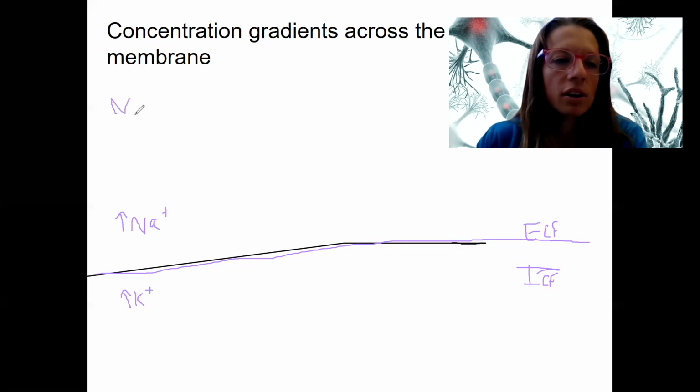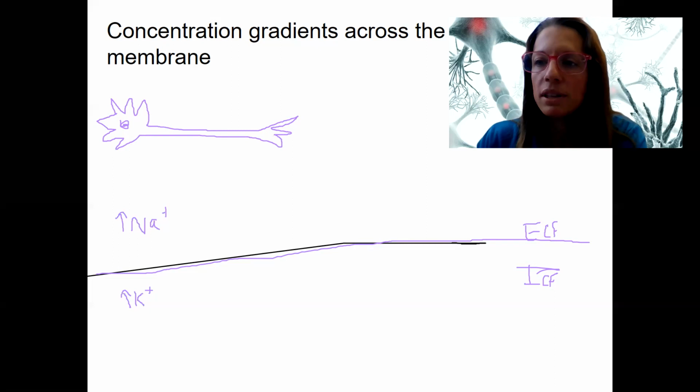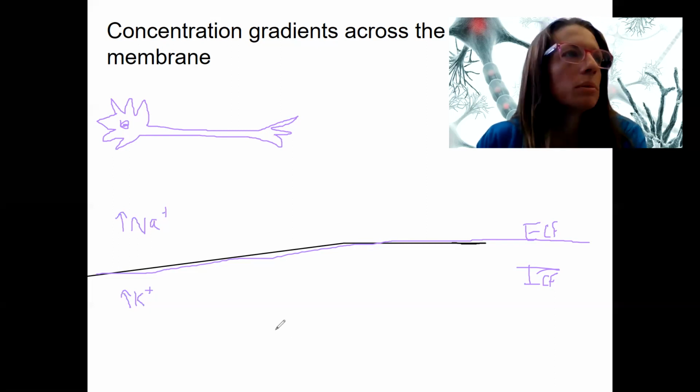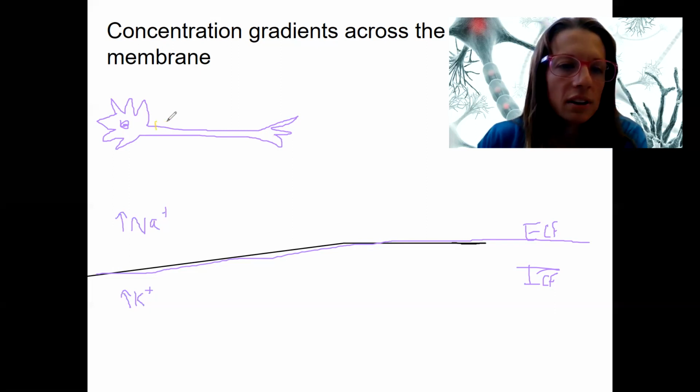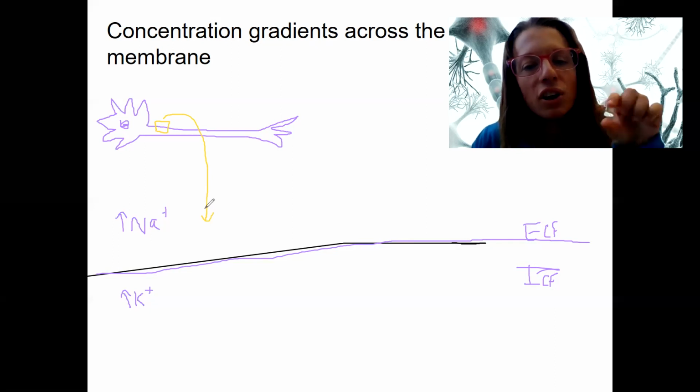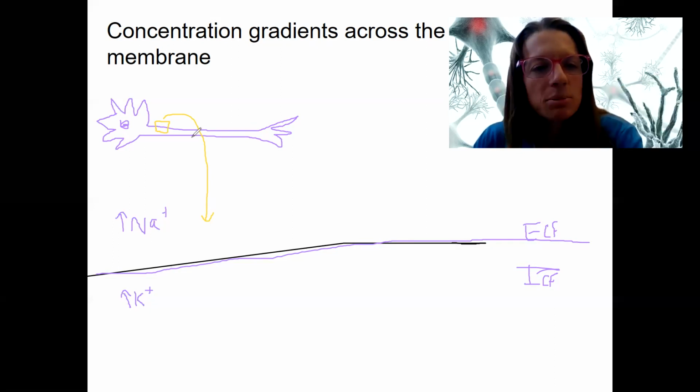Let's draw our neuron again. Here is our cell body. And we are just going to zoom in to a tiny portion, like right here. That's what we're looking at. And this will be important to remember, that we're just looking right along the membrane. That's going to be important as we start going down the axon, which we're not yet.